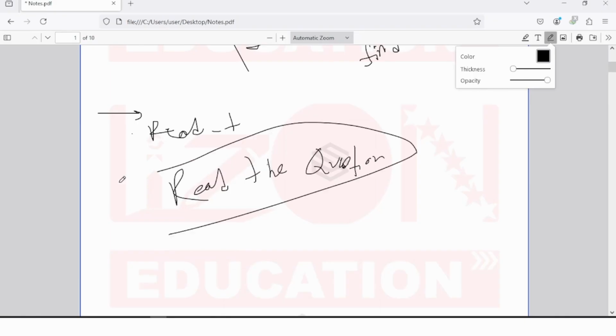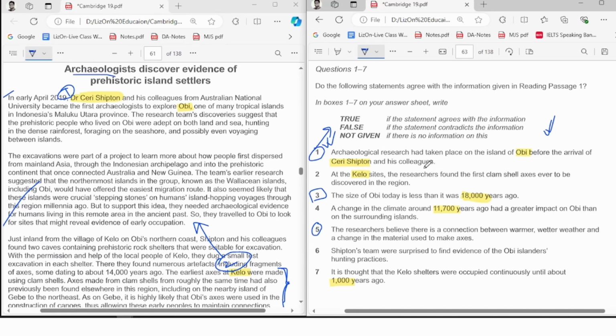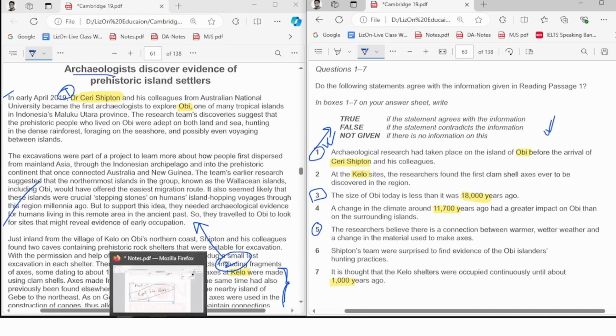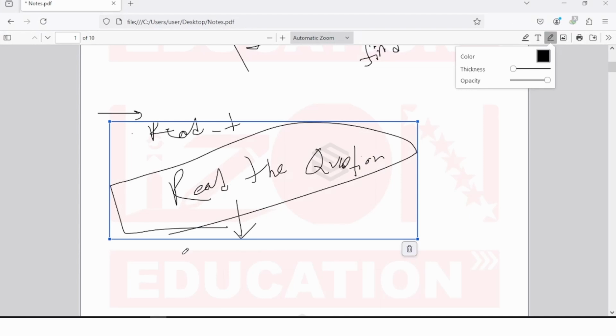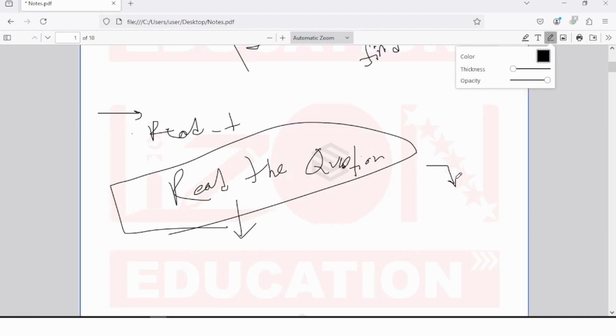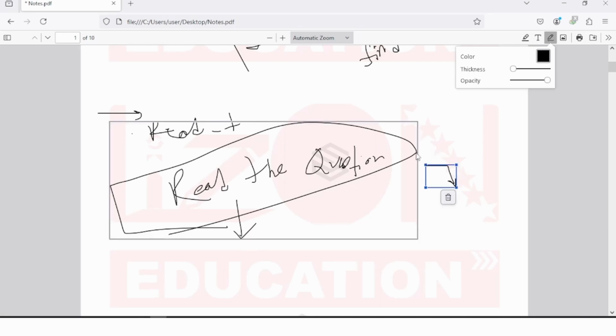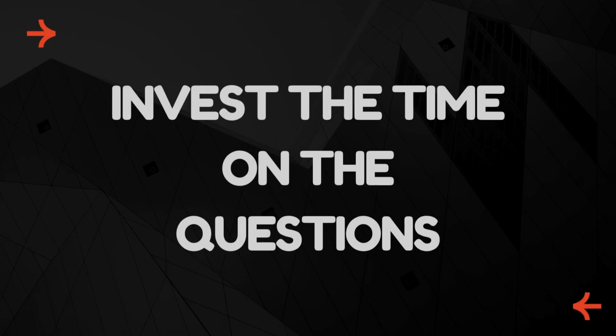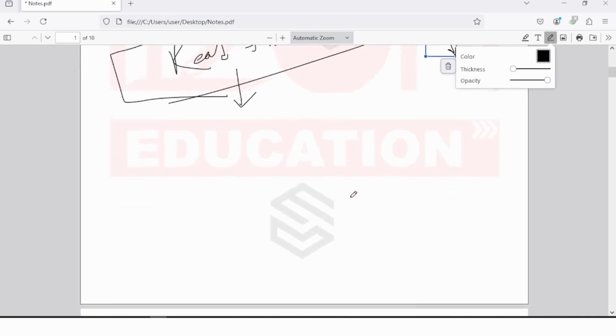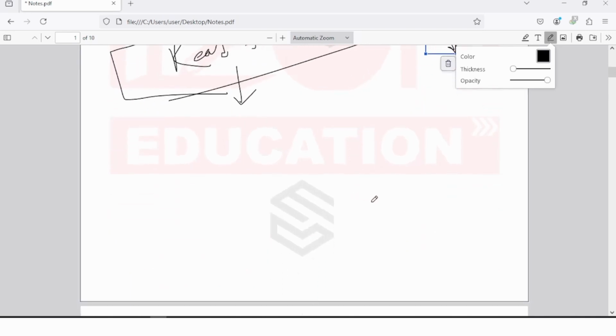To read the question, a lot of people just read it once and come here and find it. Don't do that. You will face problems and feel confused. Most people feel confused answering true, false, not given because they didn't understand the question properly. They don't invest the time on the question. So please invest the time on the question. Super important. You'll see it will become very easy if you give importance to your question.